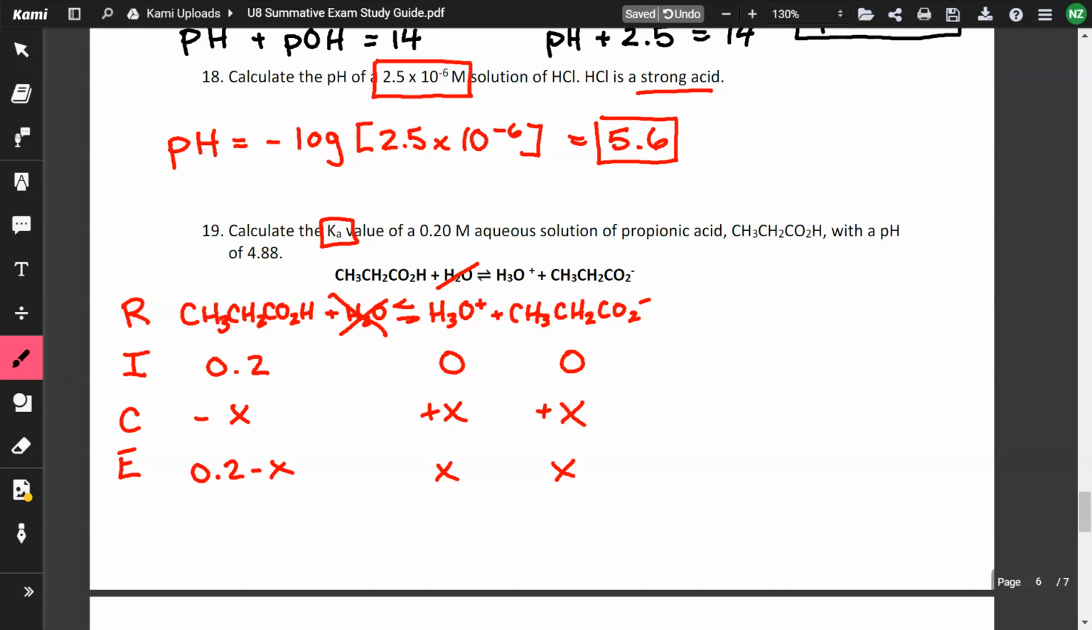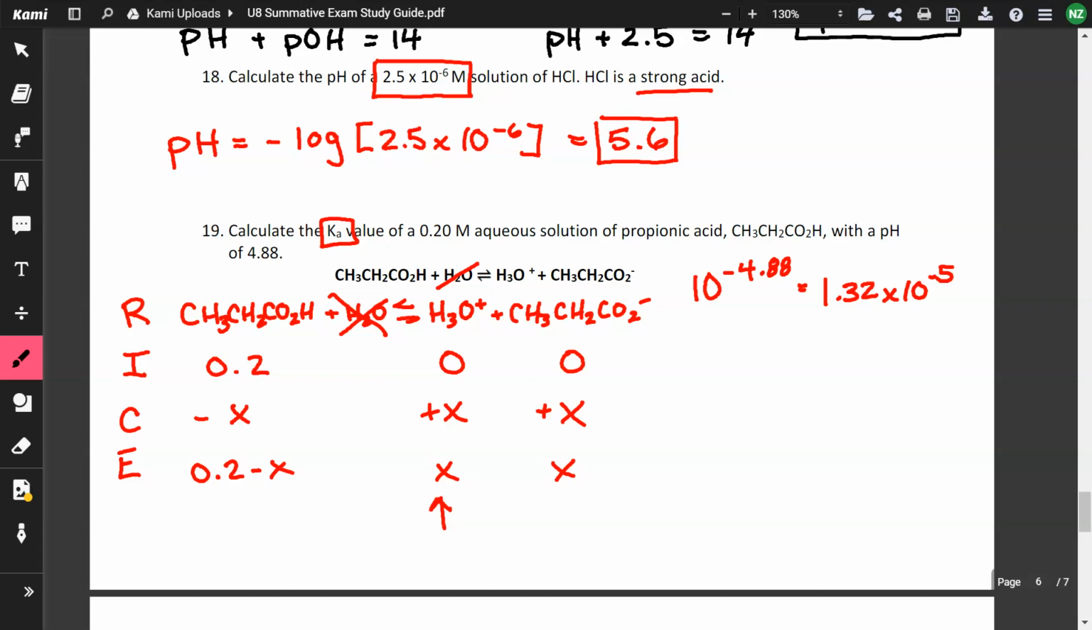We don't have X, but what can we do here? We can get this value right here. We can get this value by doing the opposite of a pH. So we can do base 10 to the minus 4.88, and that'll give us a value of 1.32 times 10 to the minus 5.